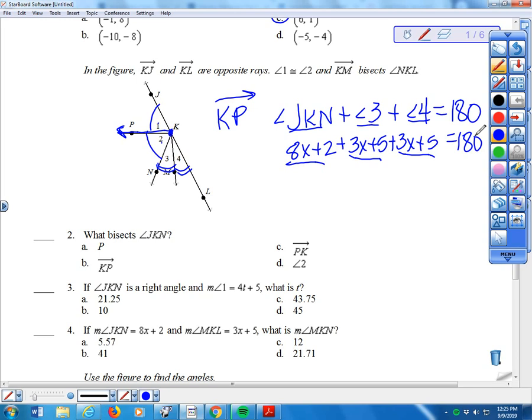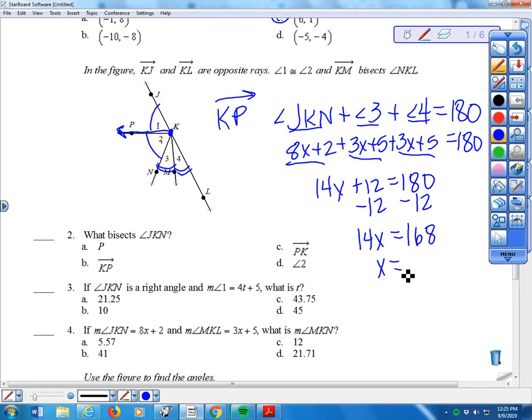And now I just solve. 8 plus 6 is 14x. 2 plus 10 is 12. Subtract 12. 14x equals 168. X equals 12. But they didn't ask for x, they wanted to know what MKN was. MKN is angle 3. Well, angle 3 is 3x plus 5. So I just put 12 in. 36 plus 5 is 41 degrees.